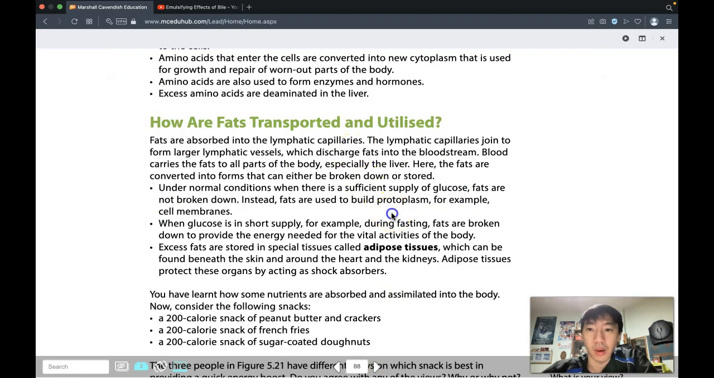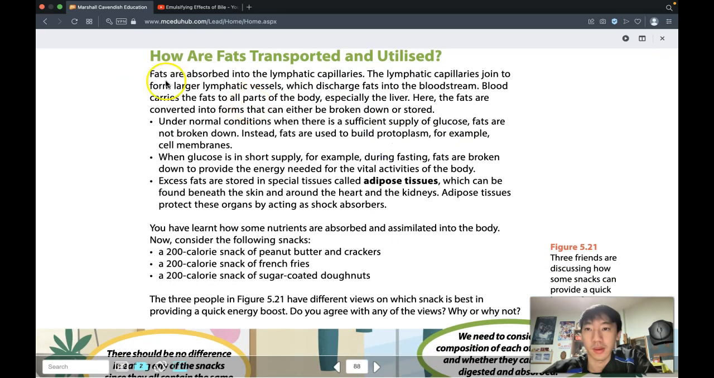How are fats transported and utilized? Fats are transported in the lymphatic capillaries. The lymphatic capillaries join to form larger lymphatic vessels, which discharge fats into the bloodstream. Blood carries the fats to all parts of the body, especially the liver. Here, the fats are converted into forms that can either be broken down or stored. Under normal conditions, when there is a sufficient supply of glucose, fats are not broken down. Instead, fats are used to build protoplasm, for example, the cell membrane.